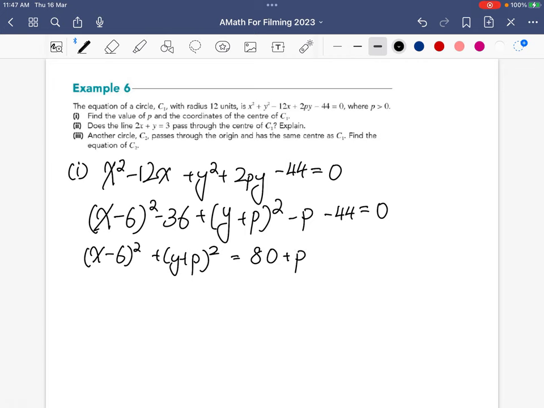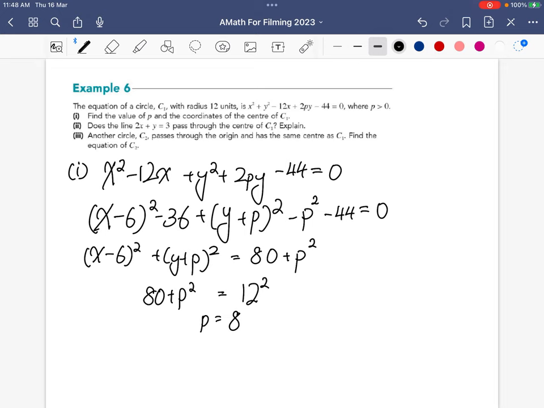Sorry, I missed out p squared here. So it's 80 plus p squared. The radius is 12 units, and in the equation it should be r squared. So 80 plus p squared equals the radius squared, which I'll call 12 squared in this case. If you solve, you will get that p equals 8.